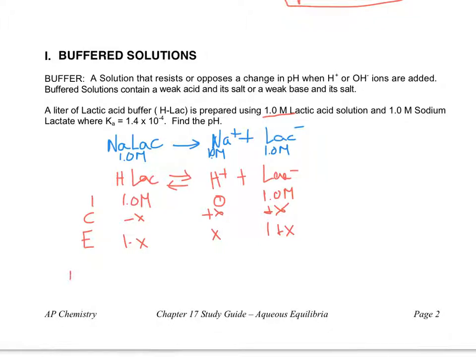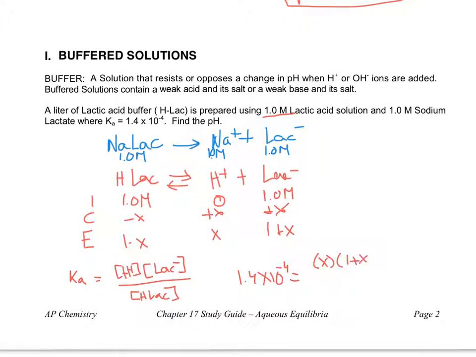I set up my Ka expression. It's the concentration of the H+ times the concentration of the lactate ion over the concentration of my lactic acid. Our Ka is 1.4 times 10 to the negative 4th. That is equal to x times (1 plus x) over (1 minus x). I solve for x. X ends up being 1.41 times 10 to the negative 4th molar.